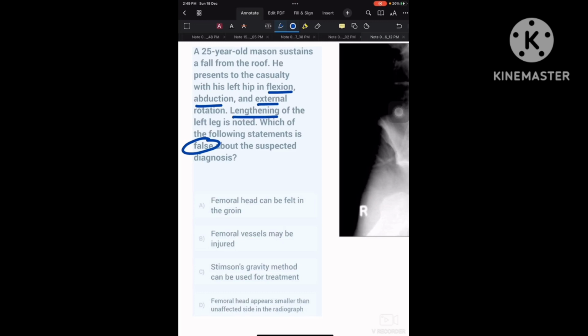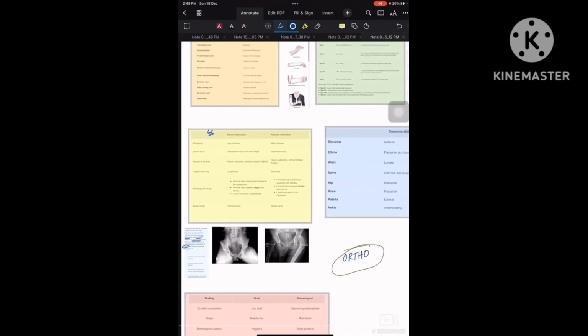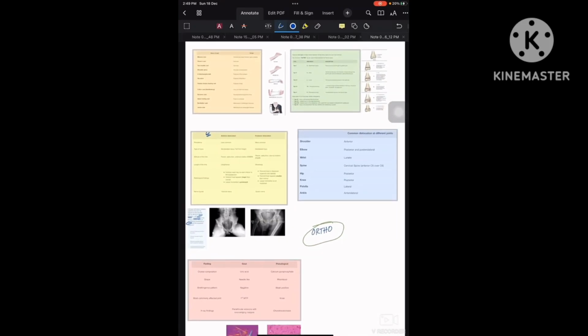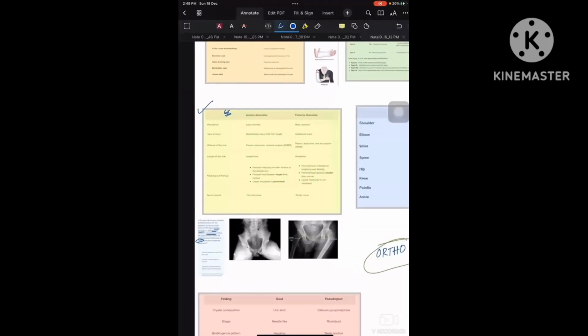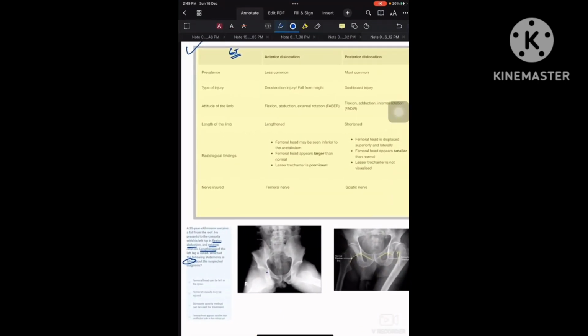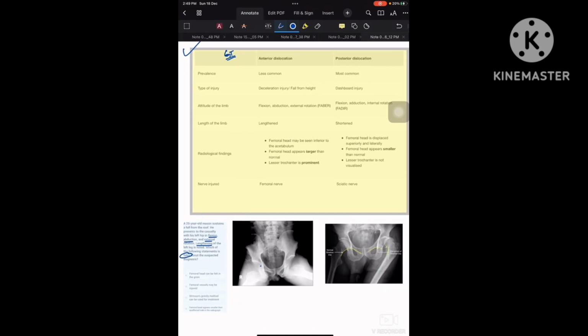So this is a PDF of ortho pearls or treasures, whatever we say, the important things. Out of that I have selected this section for today, which is anterior and posterior dislocation of the hip joint. Right? So here comes the mnemonic part, which is the letter S. The whole table will be simplified with one letter, that is S. So let us see how.